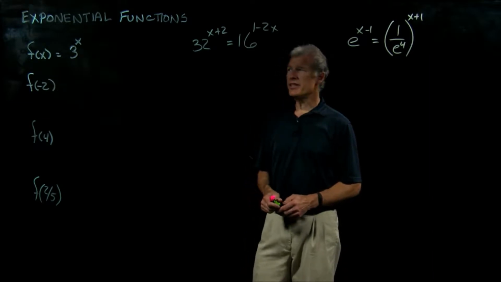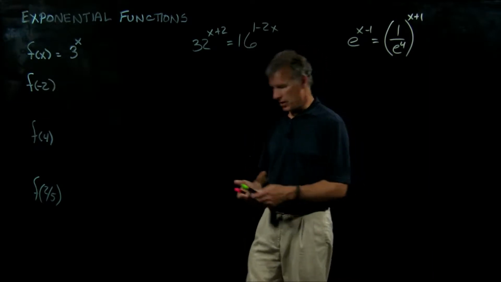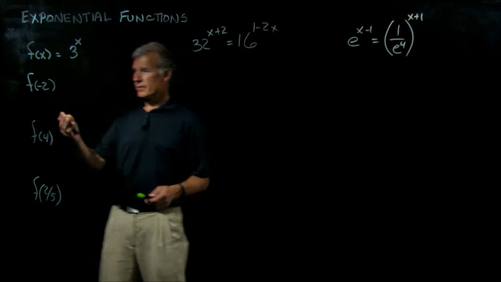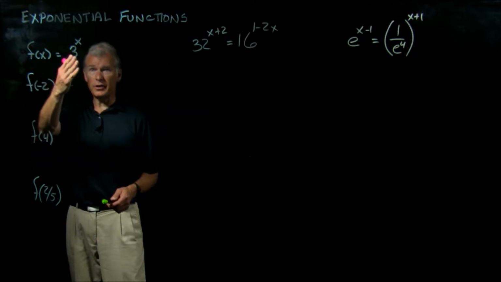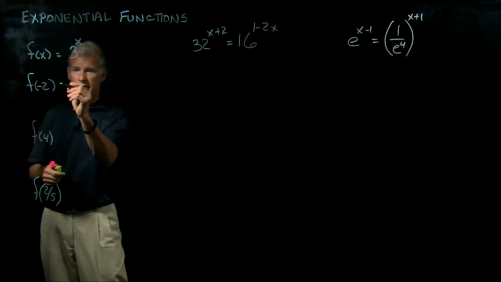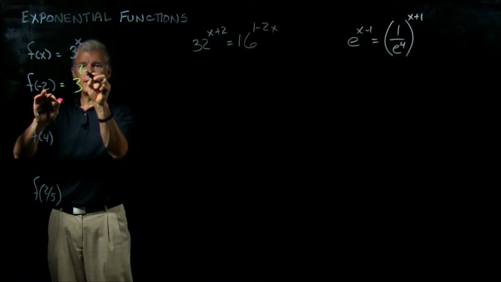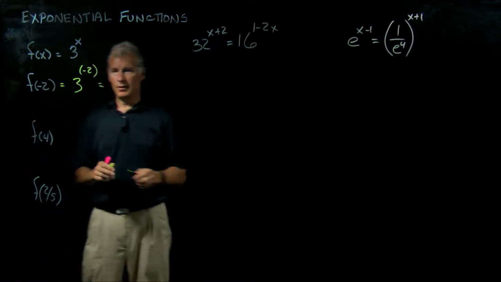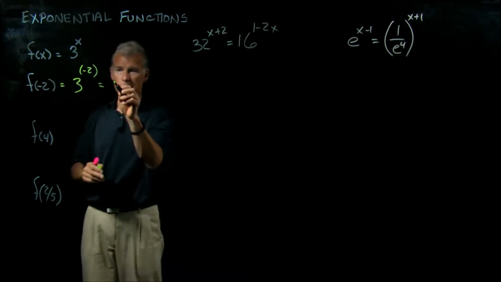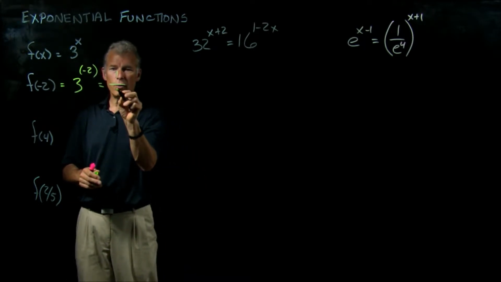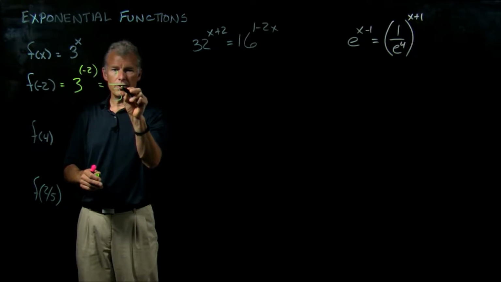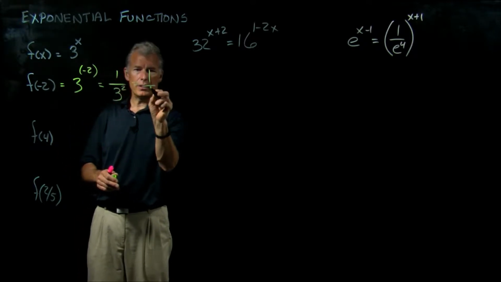All right, so let's get started doing some example exponential problems. The first, all we're going to do is plug a value into our function here. So let's give that a shot. So this is going to be 3 raised to the power of -2. And we like to write these with positive exponents. So I can rewrite this as 1 over 3 raised to the power of 2, which becomes just 1 over 9.